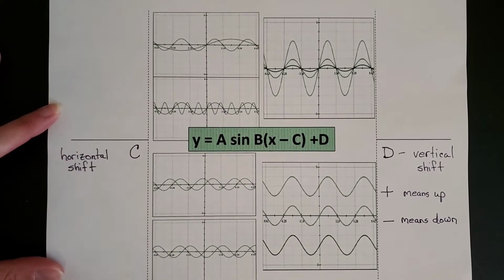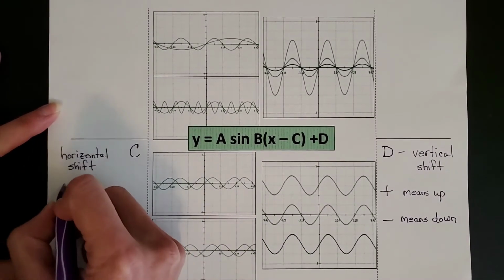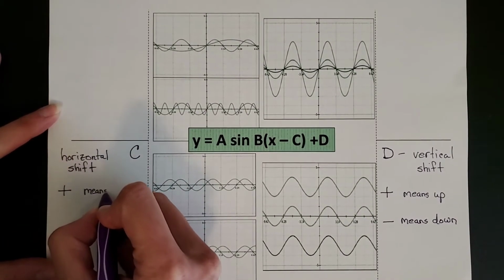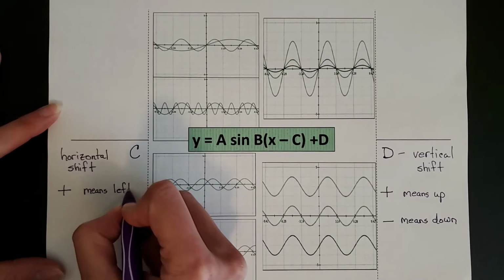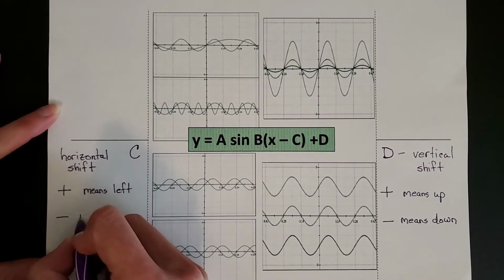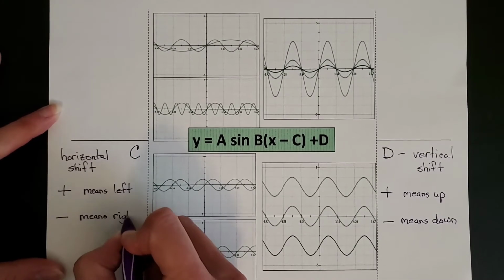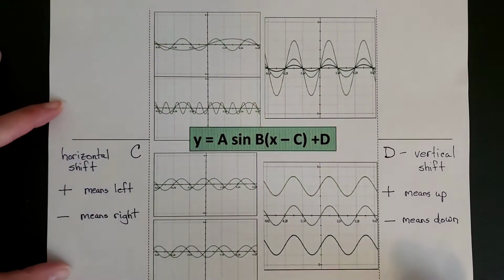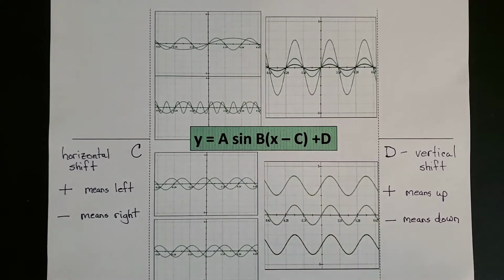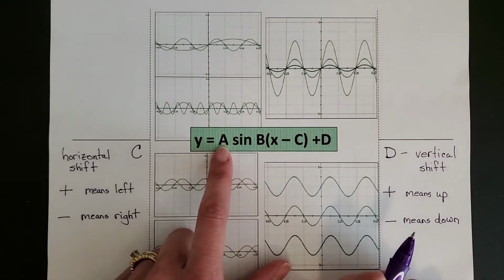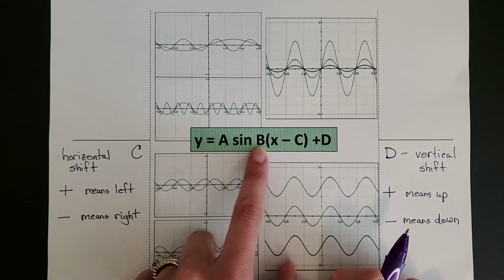And remember that opposite effect occurs. So if you're adding something, that means left, move left. And if you're subtracting something, that means right. So we've got our vertical and horizontal shifting, and we've taken care of C and D. So we only have 2 left. We have to figure out what does A do and what does B do.